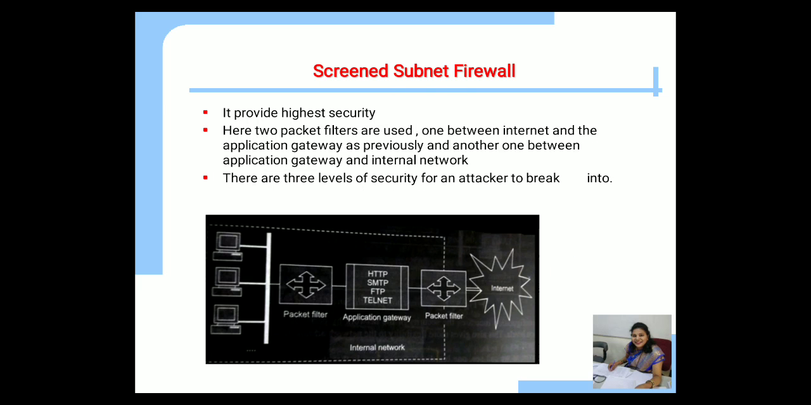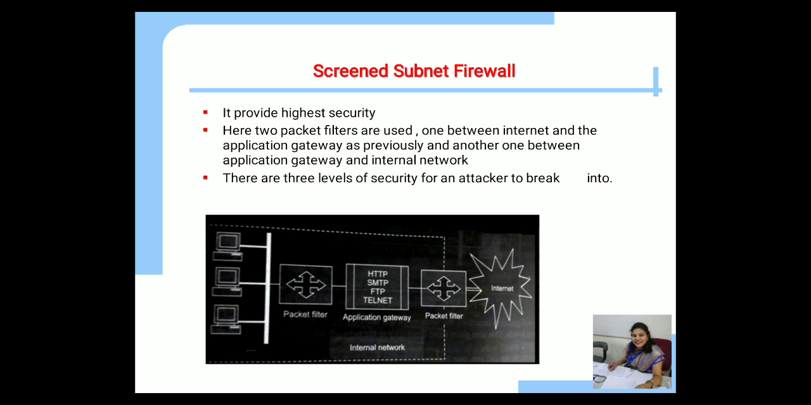The third configuration is the screened subnet firewall. You can see that there are three levels of security. All internet traffic is connected to the packet filtering router. In the internet network perimeter, there are three firewalls. First is the packet filtering router, then the application level gateway, then again a packet filtering router. Two types of filtering are performed on each packet. So it is the most secure one.